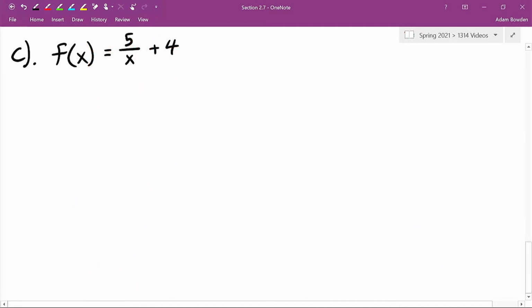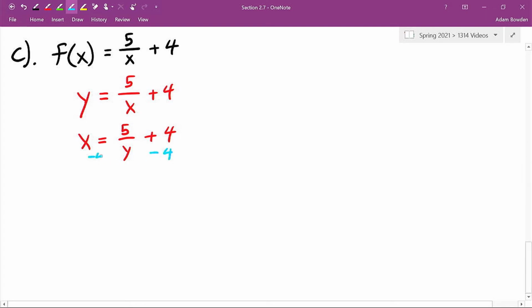Okay, on this one, f of x equals 5 over x plus 4. So I'll go ahead and rewrite it as y equals 5 over x plus 4. To solve for the inverse, we'll swap x and y. x equals 5 over y plus 4. So now that I've swapped the x and y, I've got to solve back out for y.